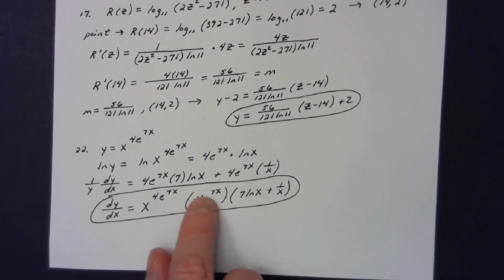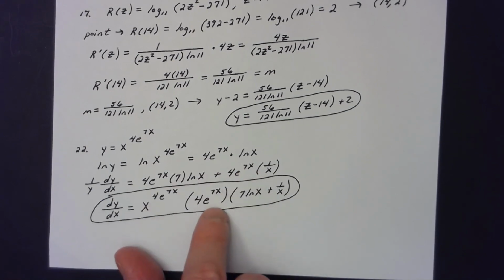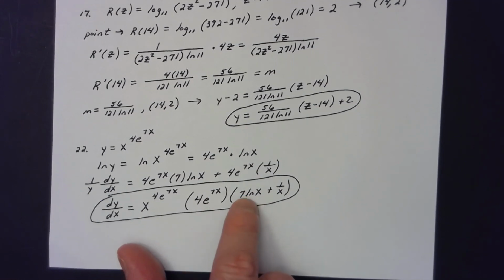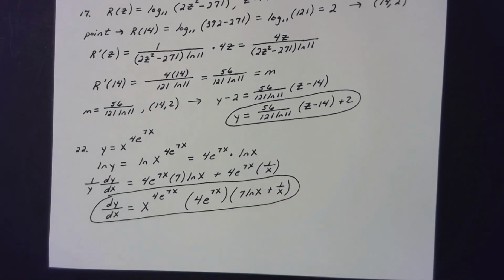And this came from recognizing that the two terms that were already on the right hand side both had a common factor of 4e to the 7x. If you factor that out, you're left with 7 natural log of x plus 1 over x. That would be a fully factored, final, fantastic form of your answer.